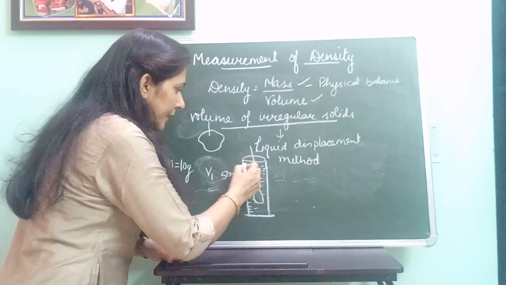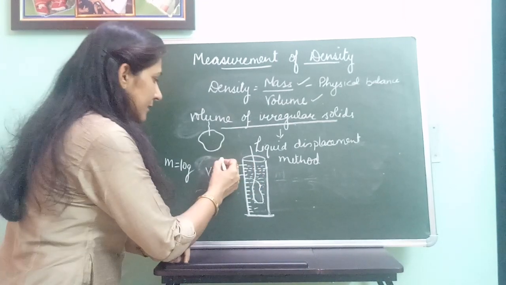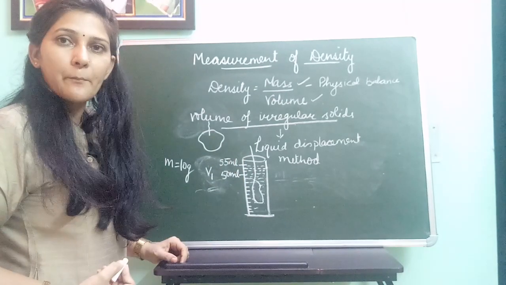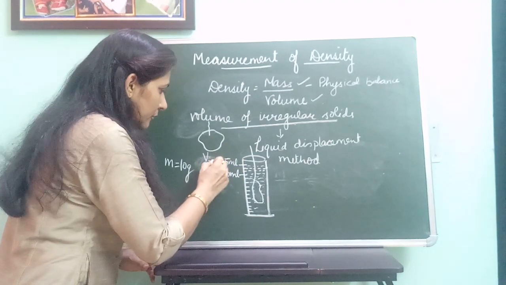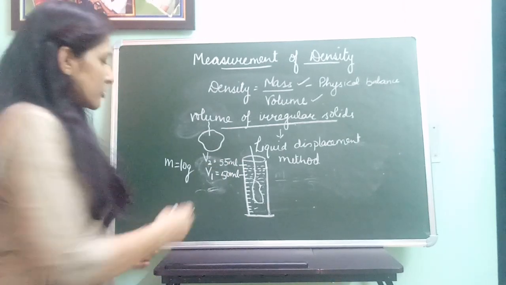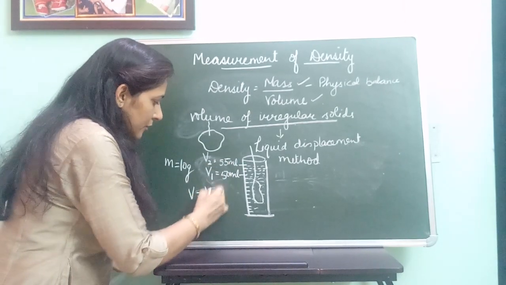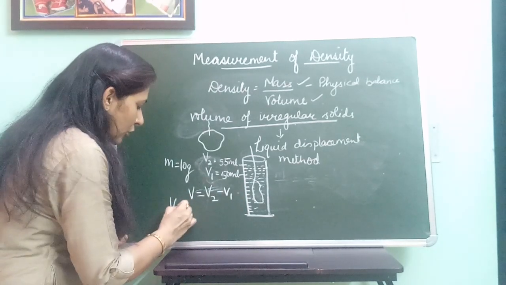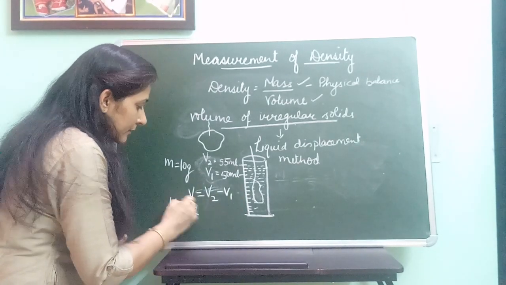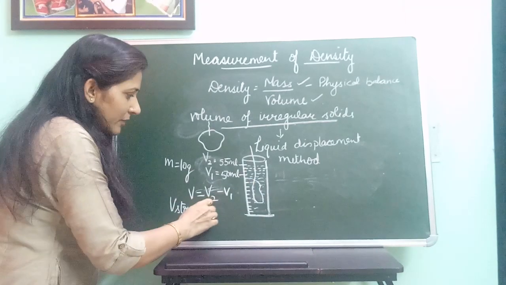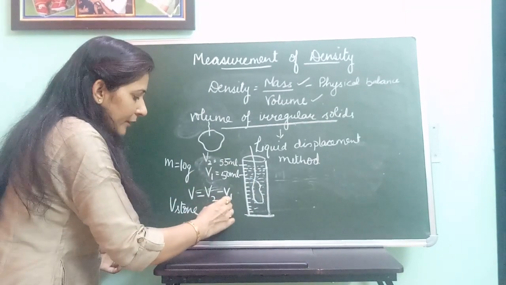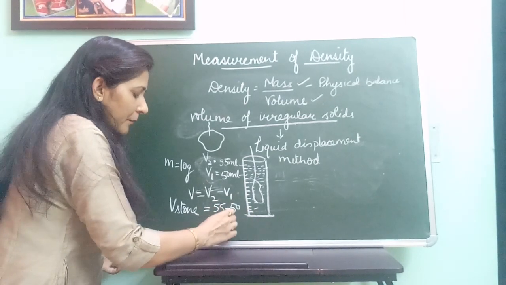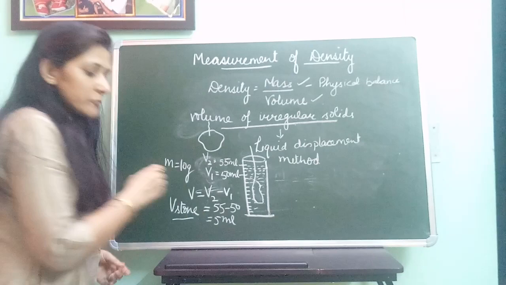And what is that new reading that we can note down from here? Say it is 55 ml. These readings are just for an example. The final reading I am denoting with V2. So what is V over here? V is V2 minus V1. V is the volume of stone, and that is given by the final reading of water minus the initial reading of water. That is 5 ml. Okay, that means this is the volume of stone.